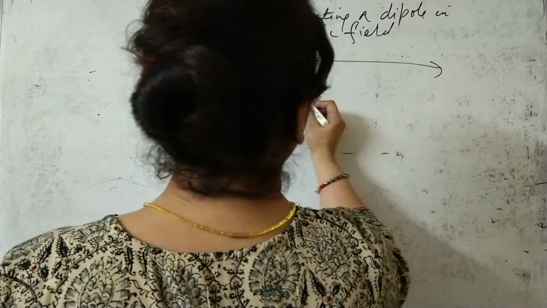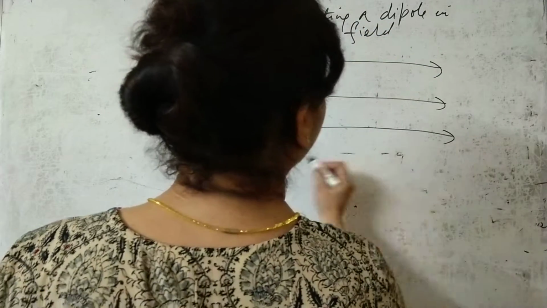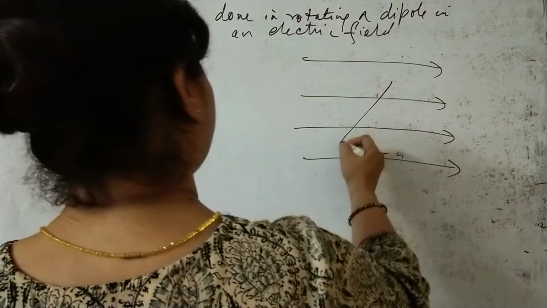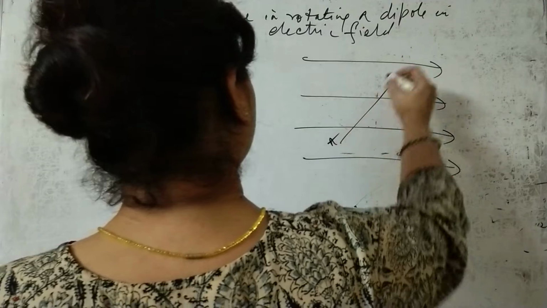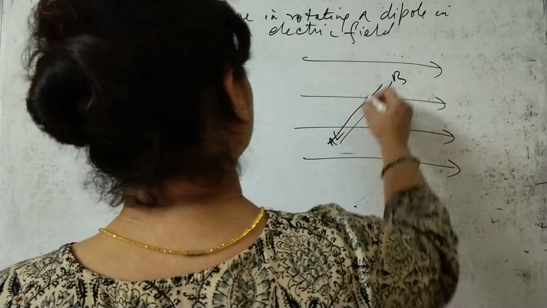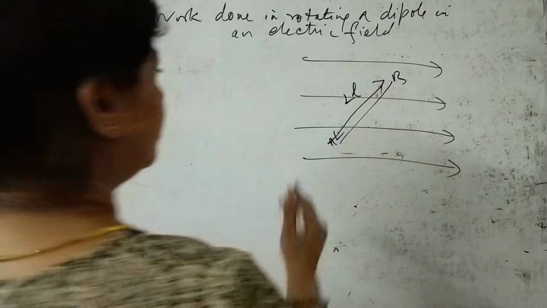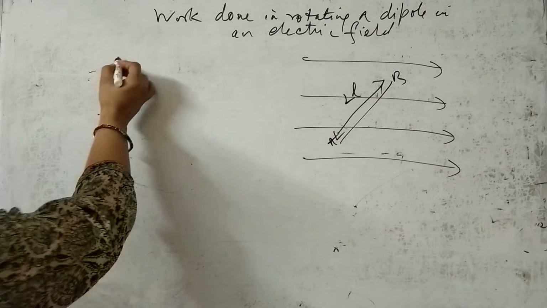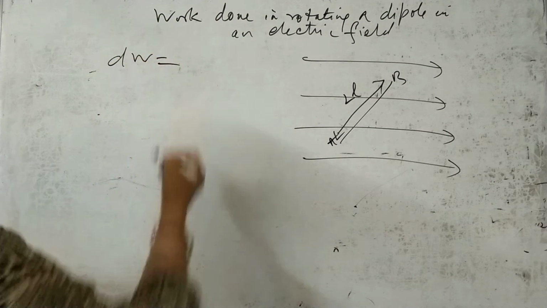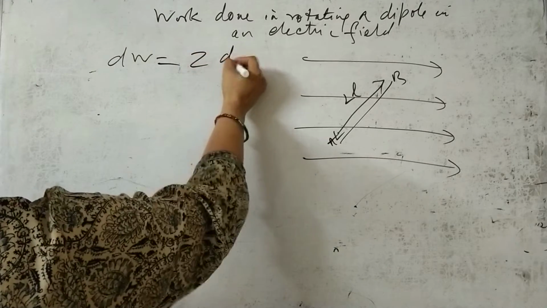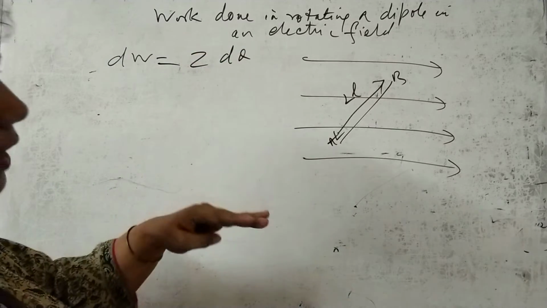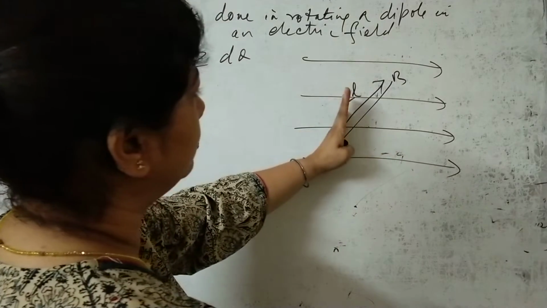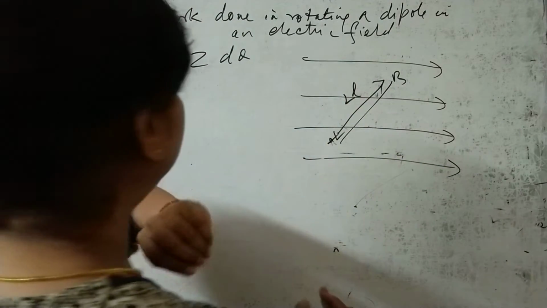Suppose we have taken a uniform electric field. Uniform electric field means all the lines are parallel to each other. We have kept a dipole here. So this AB is the dipole, its length is 2L, and let us suppose it has been rotated through an angle theta. So here work done dW, work done in rotating, is what? Tau d theta. Let us assume the dipole has been rotated from this position, it was here, and this has been rotated through a very small angle d theta.